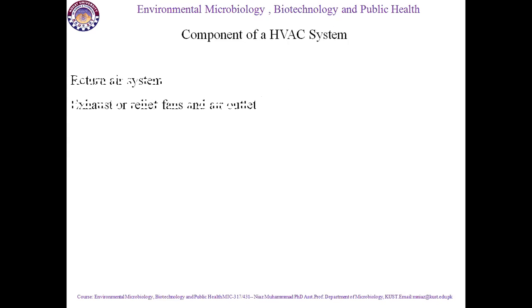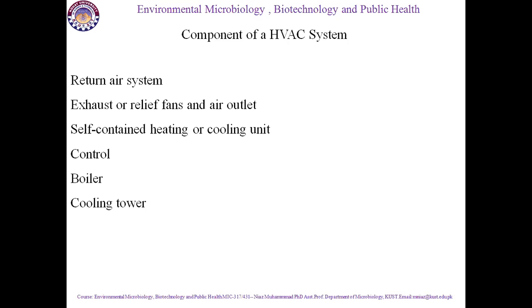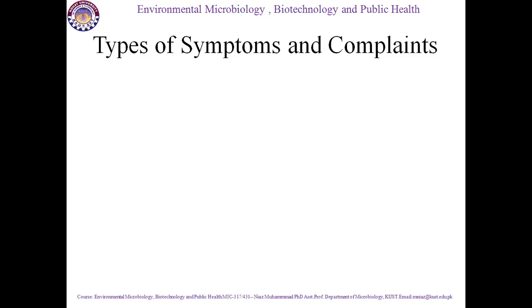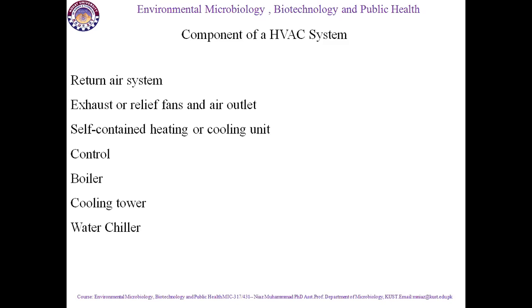The components of the HVAC system continue with a return air system, which takes the air inside and lets us take it outside, exhaust and relief fans and air outlets, self-contained heating or cooling units, unit controls, boilers, cooling towers, and water chillers. So these are the equipment or components of the HVAC system, heating, ventilation, and air conditioning system of a building.